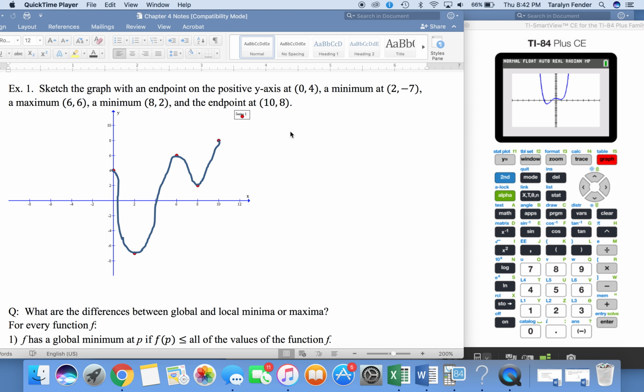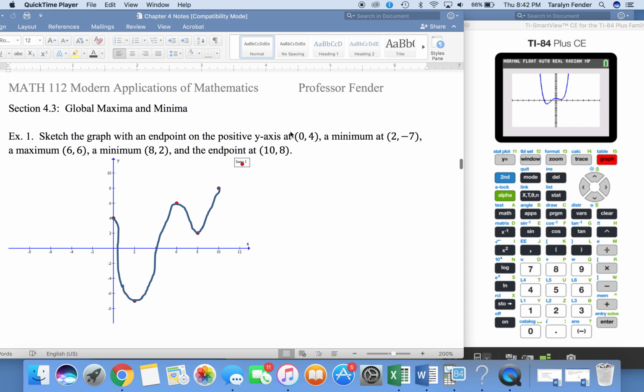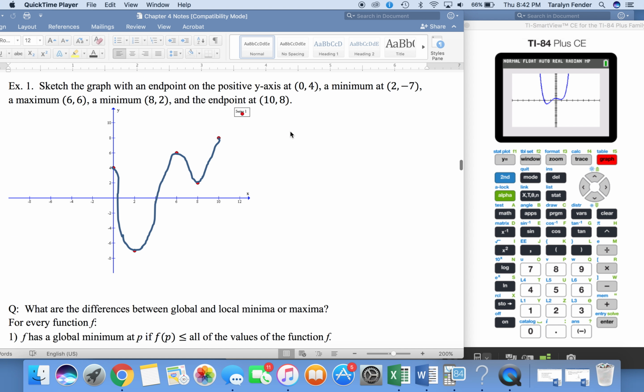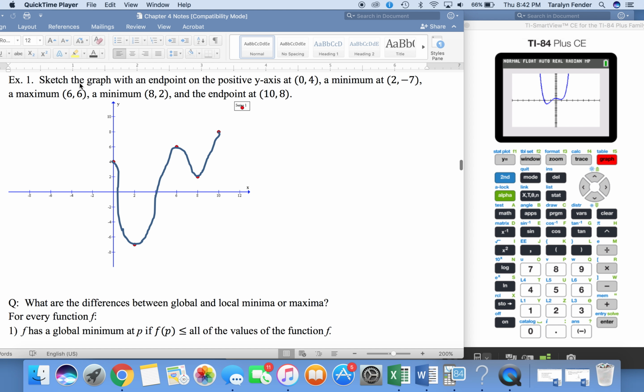Today we're going to talk about global maxima and minima. So what I would like for you to do is sketch a graph with the endpoint on the positive y-axis at (0, 4), a minimum point at (2, -7), a maximum at (6, 6), a minimum at (8, 2), and then an endpoint at (10, 8).